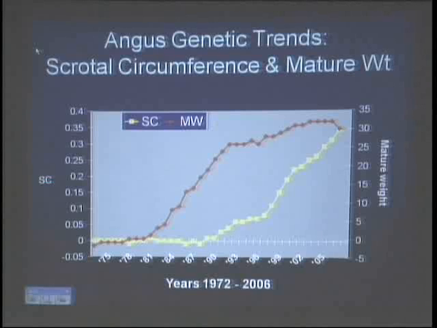And it's no surprise to anyone that we've increased the mature size of many of our animals, selecting for growth, and we've done an excellent job of increasing the growth rate of these animals. We started selecting for scrotal circumference a number of years ago, noticing not only is it related to fertility in the bull, but helping to reduce age at puberty in the daughters of those bulls.